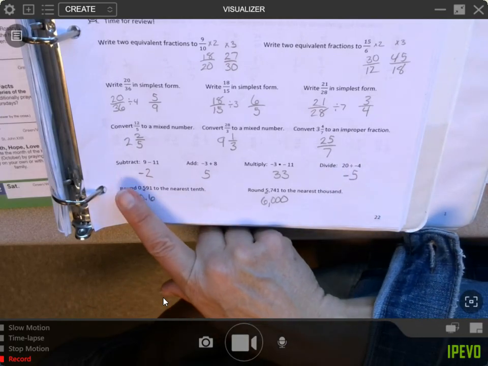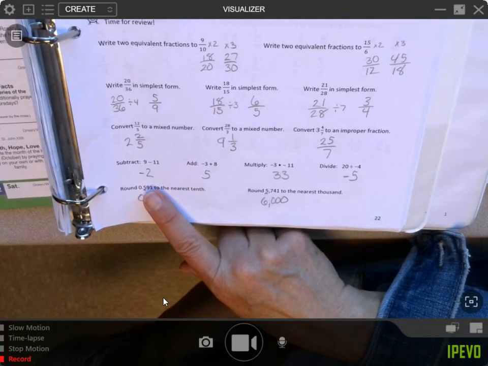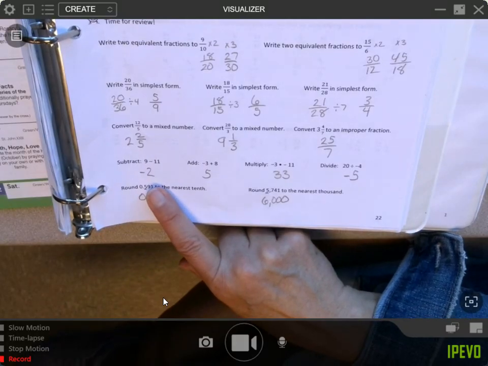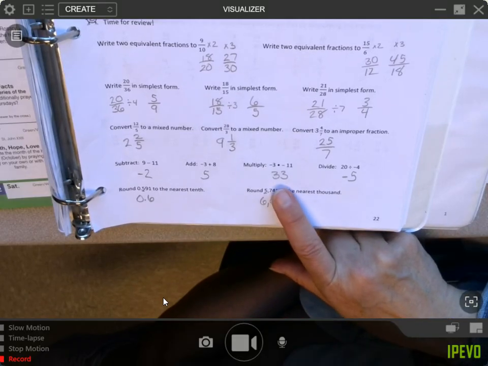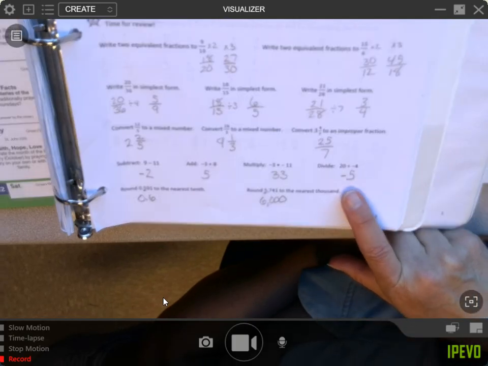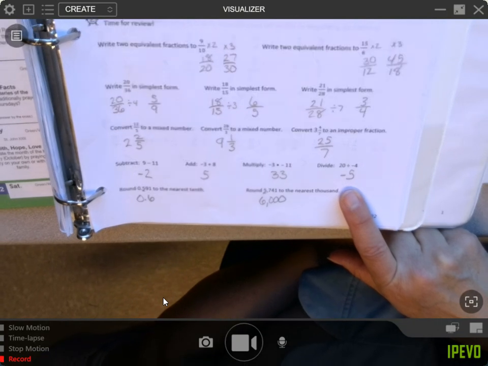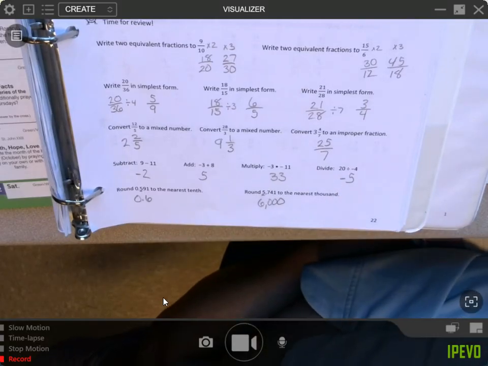All right, now subtracting and adding and multiplying and dividing with those negative numbers. 9 minus 11 is -2. -3 plus 5 is 5. Negative 3 times negative 11 is 33. And 20 divided by negative 4 is negative 5. Any questions on those?